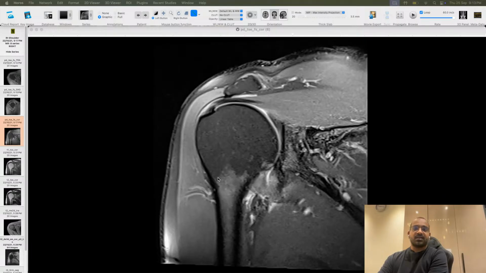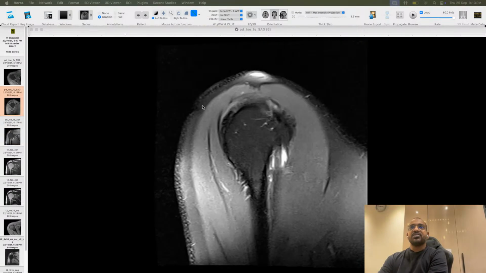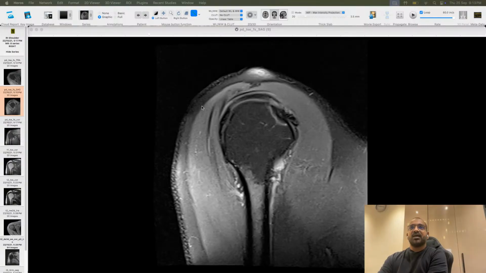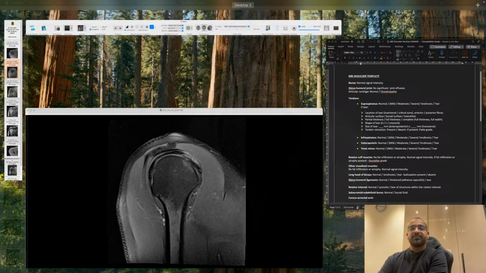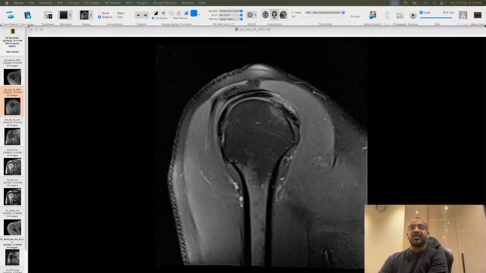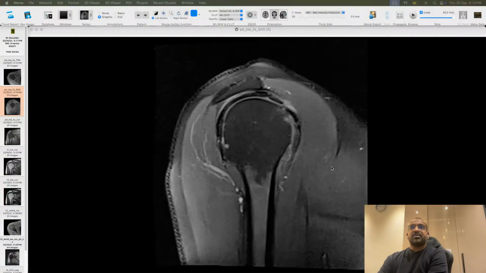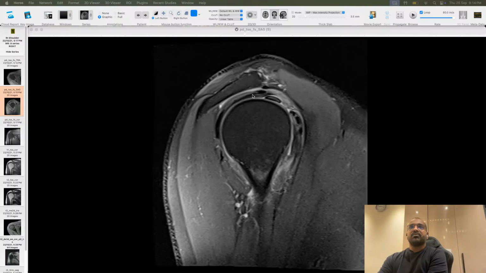Some other thing is there, right? So let us go to the other section. This is a sagittal image, PDFS. I'm seeing something over here. Let us confirm all other things we have seen. You see the loss of space between the supraspinatus tendon and the acromion process, minimal fluid.